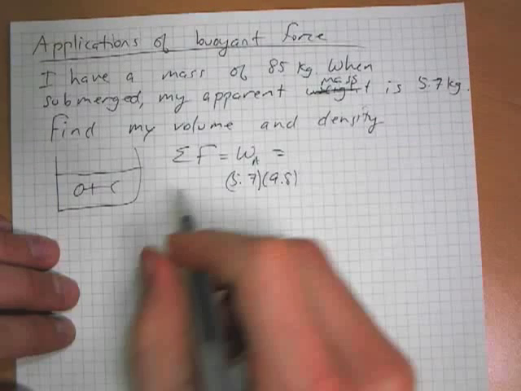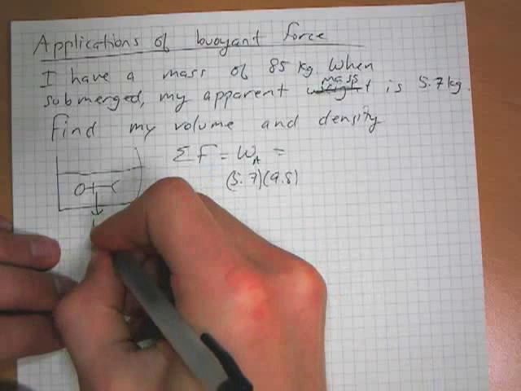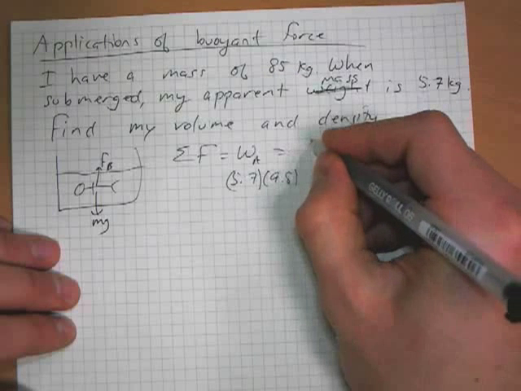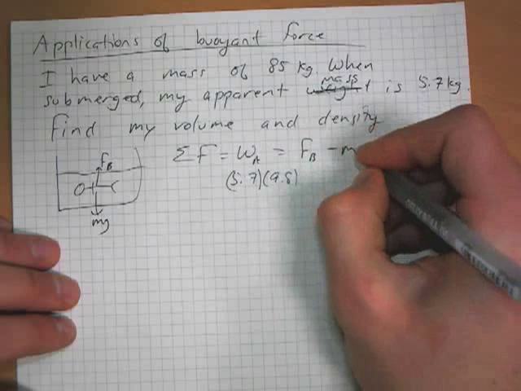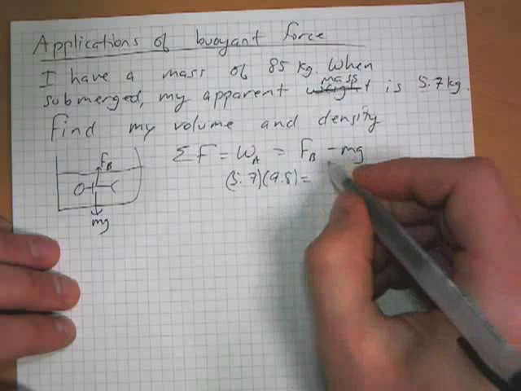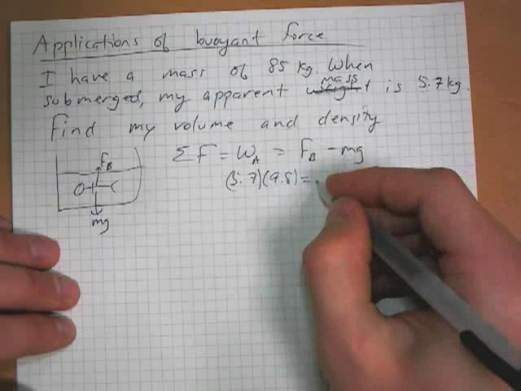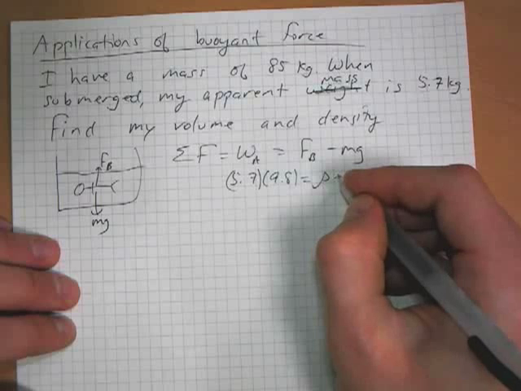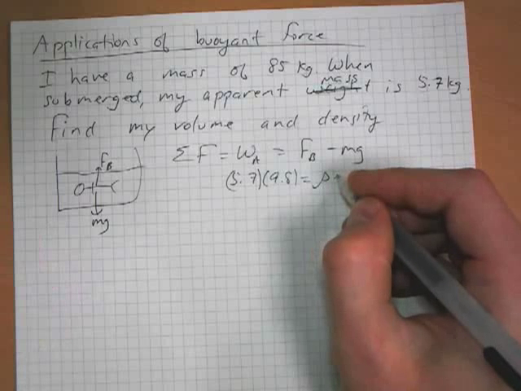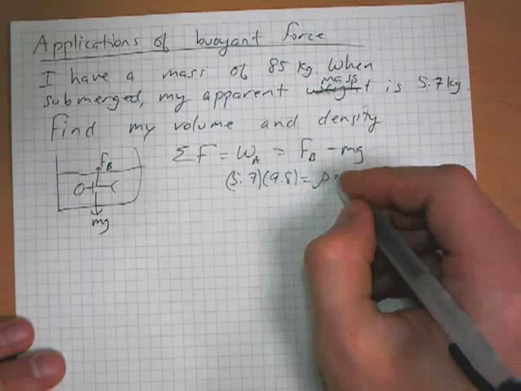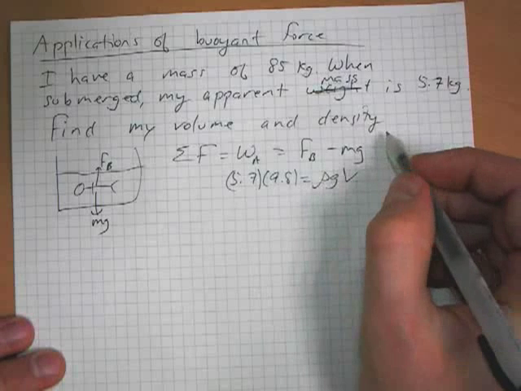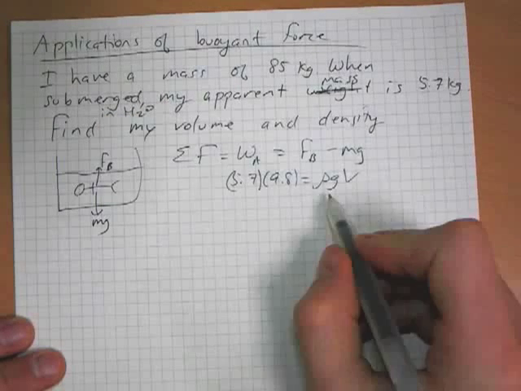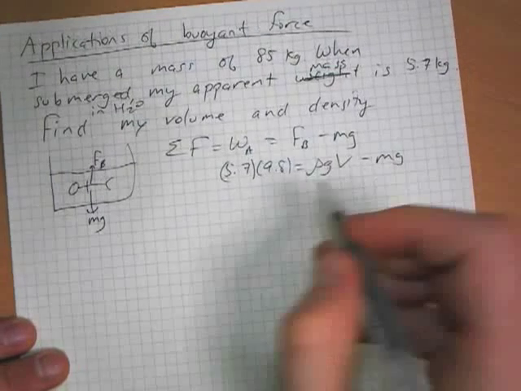And then what forces are acting on me? Well, we have gravitational force, and we have buoyant force. So that's buoyant force going up, mg going down. Buoyant force is equal to the weight of the displaced fluid, which we've just determined is rho gV, when submerged in fresh water. So that's rho gV minus mg.